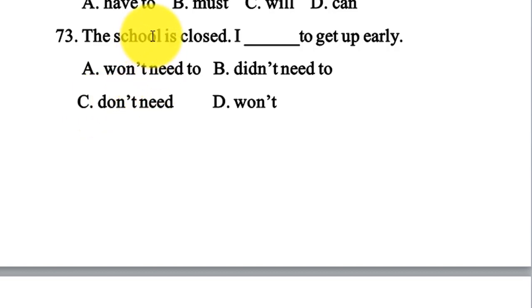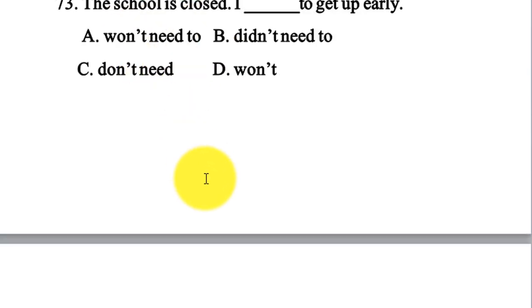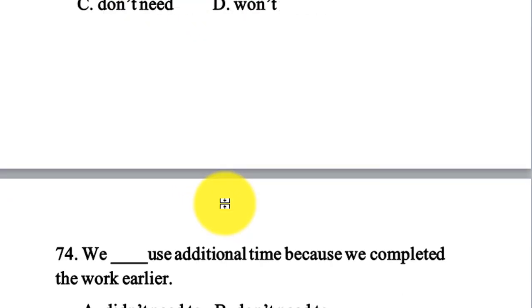Because the situation here is simple present. Thank you very much. Yeah, take the explanation, please.